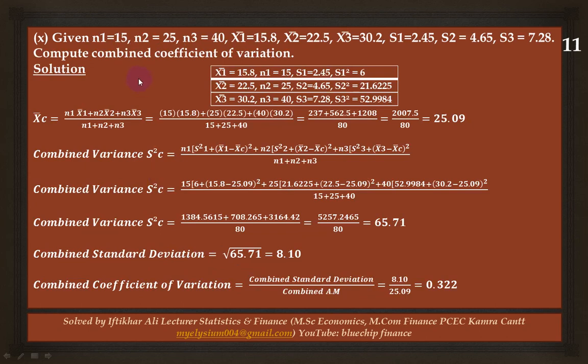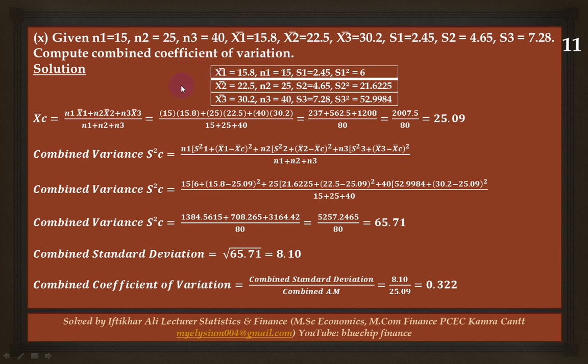Question number 10 is that given n1 equals to 15, n2 equal to 25, n3 equal to 40. First mean is 15.8, second mean is 22.5, third mean is 30.2, and S1 is 2.45, or we can say that standard deviation 1 is 2.45, standard deviation 2 is 4.65, and standard deviation 3 equals to 7.28. Compute combined coefficient of variation.